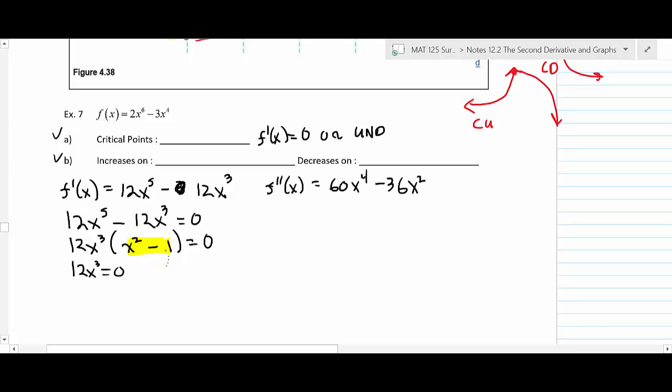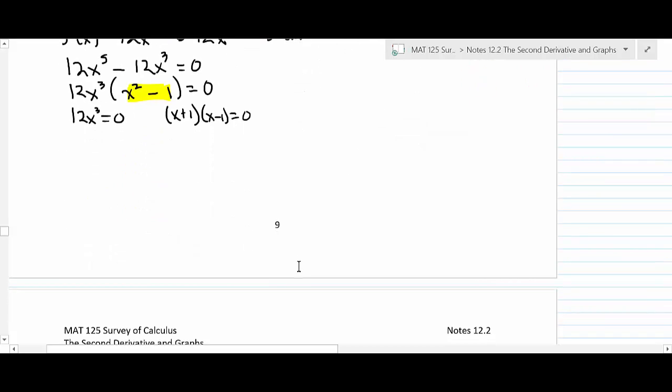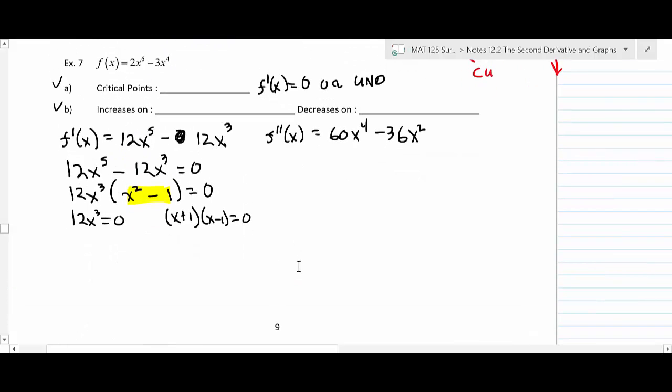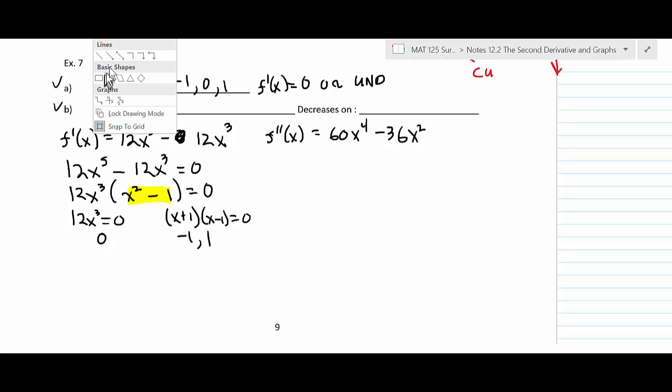So you can factor that as x plus 1, x minus 1, and then you can set that equal to 0. Now you can do this in your head. What are the 3 critical values? 0, -1, 1. Good. So we want to write that down: -1, 0, 1. Okay, everybody okay so far? When you have polynomials, it's generally pretty easy to do.